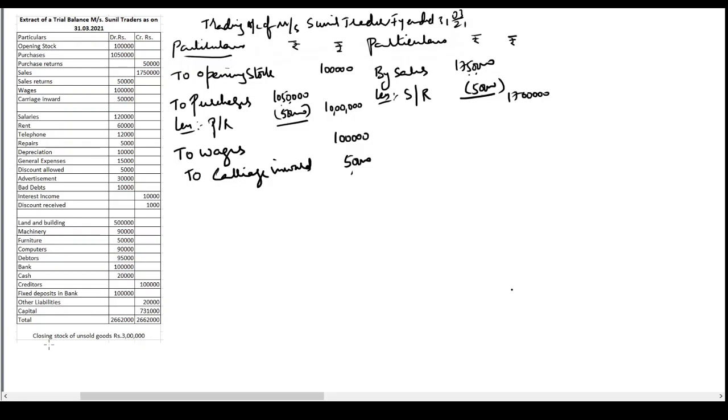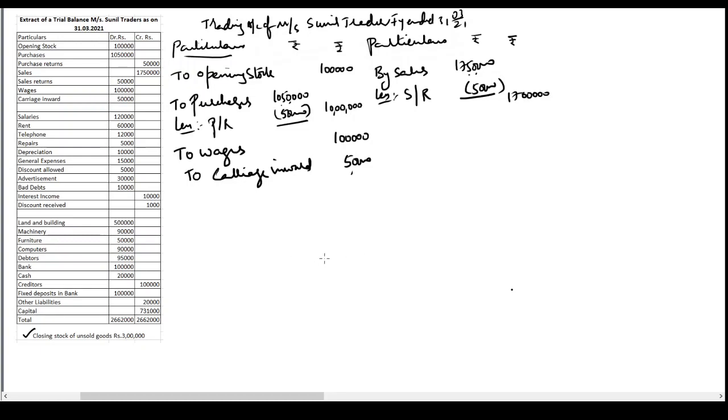And we are also given as an adjustment closing stock of unsold goods, 3 lakh. What is the entry we pass? It is not given inside the trial balance. That means we have not shown the impact of closing stock in our books of accounts. So this trial balance is prepared before recording any entry for closing stock. So the entry for closing stock is passed for the first time in the trading account.